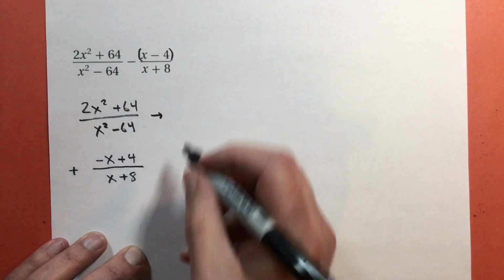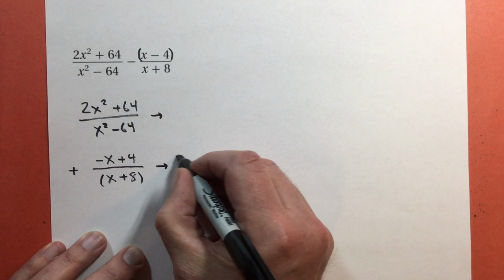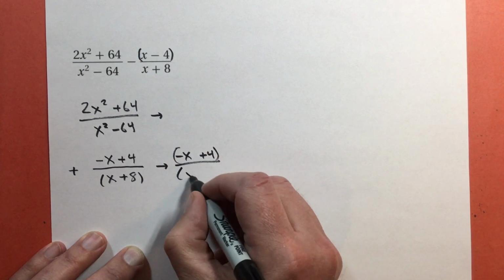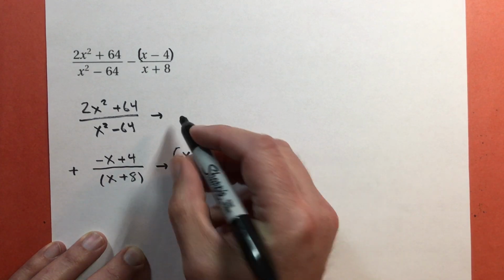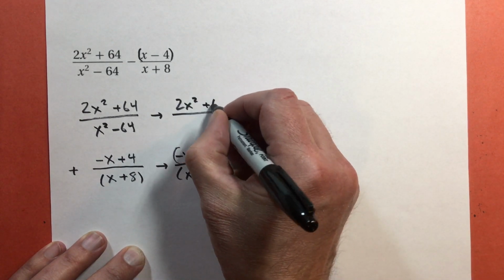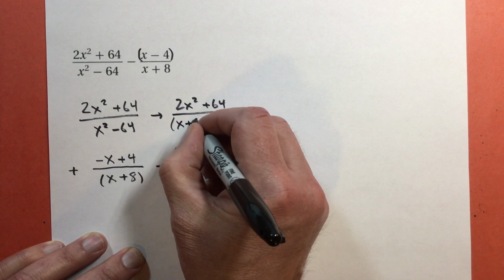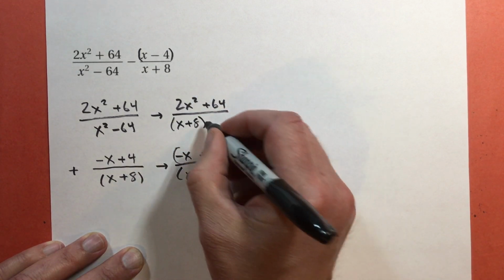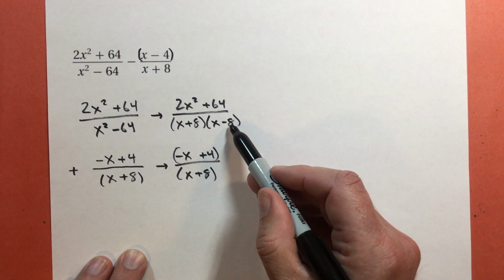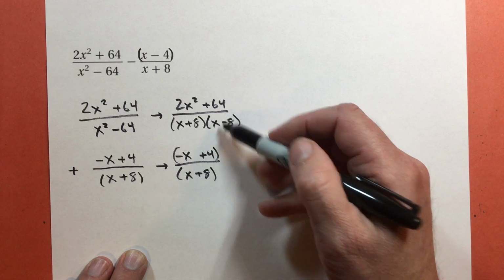Okay, so let's factor. This one is not going to factor, so I can leave this one alone. Negative x plus 4, put parentheses around that, over x plus 8. But this one, the denominator, that's a difference of two squares. So I've got x plus 8, which is nice because that's what I have here, times x subtract 8. I need that x subtract 8 in both denominators. The x plus 8 is in both denominators, but I need the x subtract 8.